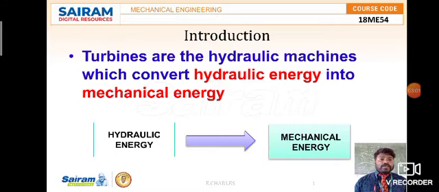We call this portion mechanical energy because there is a shaft, which is a long cylindrical bar, and that shaft is a mechanical element. Whenever the water comes and hits the turbine blades, the impeller rotates, and in turn it rotates the shaft. When this mechanical element, the shaft, rotates, it produces torque. So torque will be generated. Torque is a mechanical term, and the energy developed by the rotation of the shaft is nothing but mechanical energy.